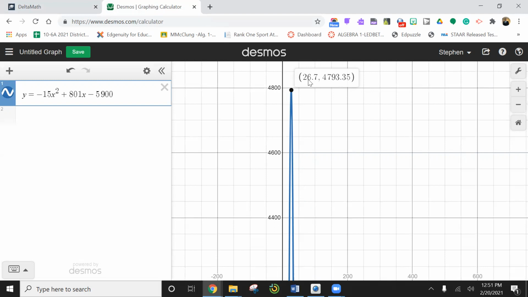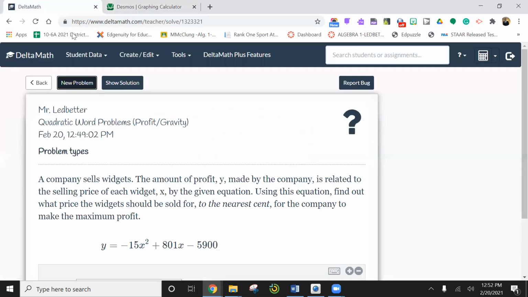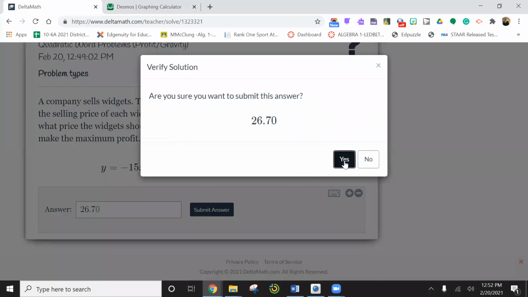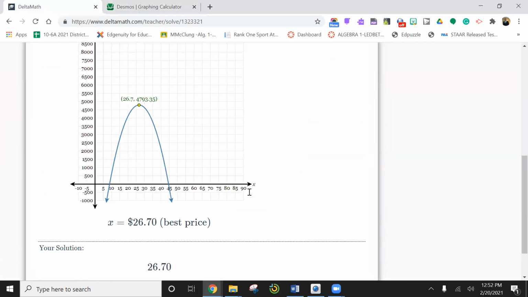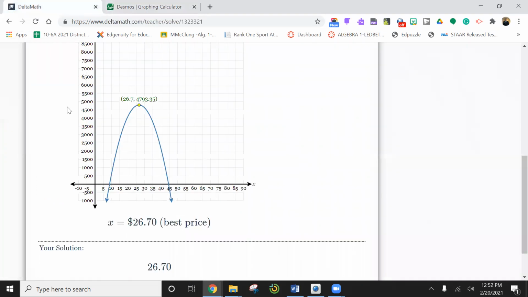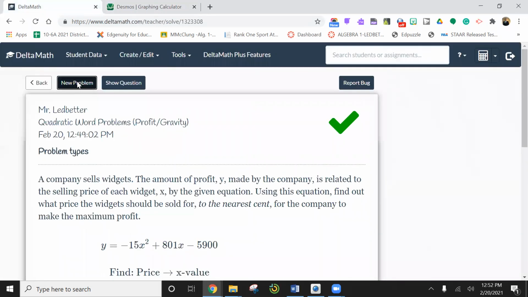This is how much you sell for each shirt, let's say it's a shirt. So it's 26.70, and there we go. See? Best price. All right, we'll do one more. These are fun to do because once you kind of get them, they're really easy.